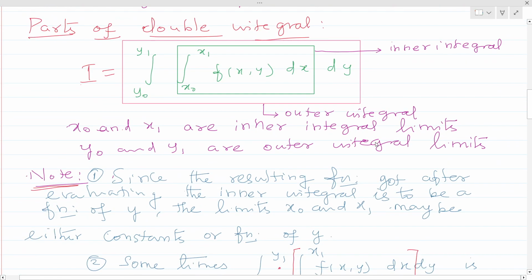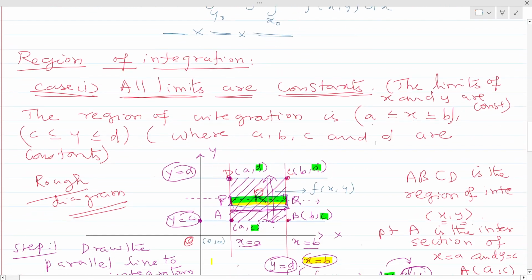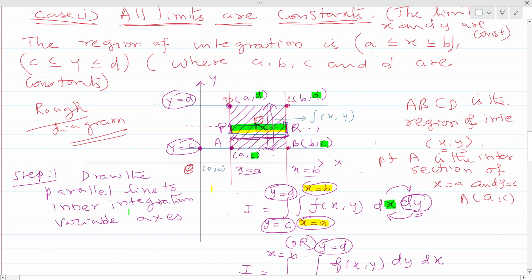What are the steps I have explained for the double integral? How do we calculate the double integral? If all the limits are constants, first you have to draw a rough sketch, then draw a line parallel to the inner integration axis. From the region, you write the limits for the inner integration, and then the limits for the outer integration from the intersection points. I explained this clearly, step by step, in the last class.